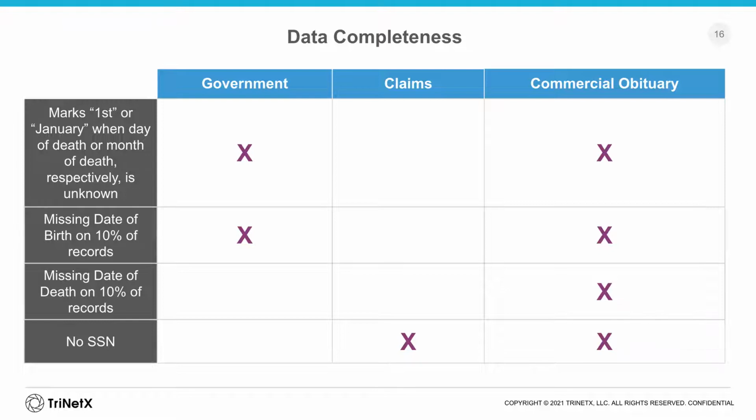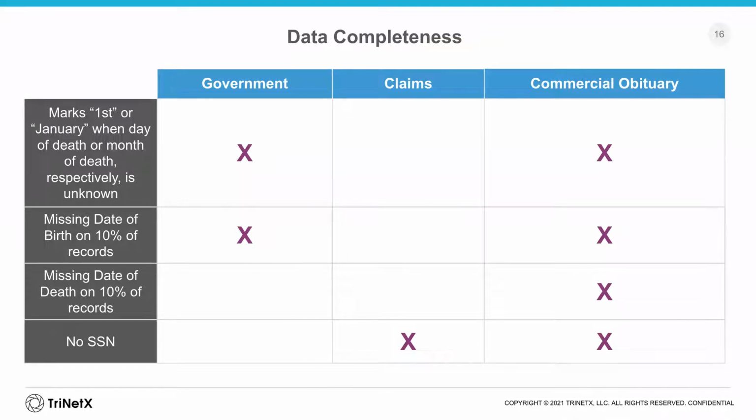Additionally, some of the sources are missing date of birth and date of death. It's around 10% of the records. And when we're talking about the coverage and the numbers in the deck today, we're not actually including those records because we found most people don't find the data useful without those records, or without the date of birth or without the date of death.